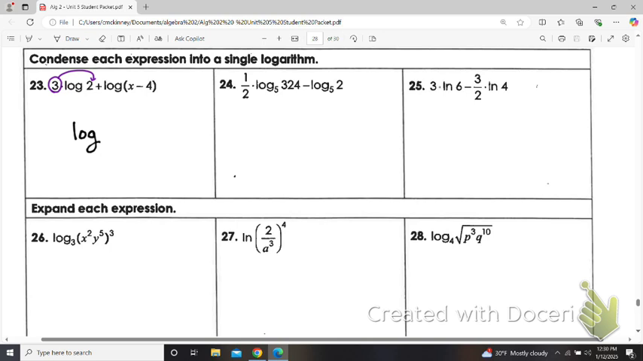So this, and by the way, you don't need to write a base because these are common logs. That's why they don't have a base. So this part would become log of 2 to the third. Now, since it's a number, 2, we could actually figure out that that is the same as saying log of 8. And then to handle this plus, that means this is getting multiplied with it.